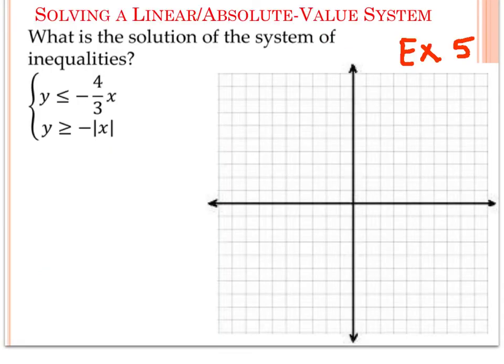So make sure that you realize this is all the different combinations of possibilities of tulips and roses I can have. All right, so here we have another absolute value with a line. So let's go ahead and graph the line. The y-intercept is 0, 0. And my slope is negative 4/3. So I'm going to go down 4 over 3. Down 4 over 3. Up 4 over 3. Okay, and that's going to be a solid line.